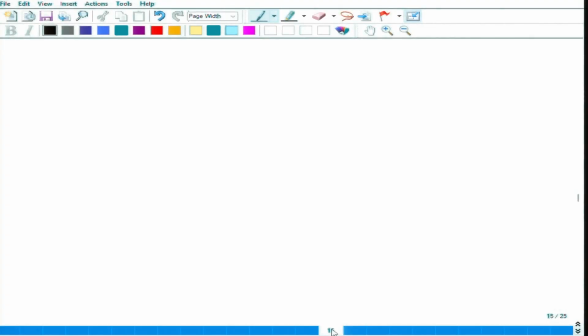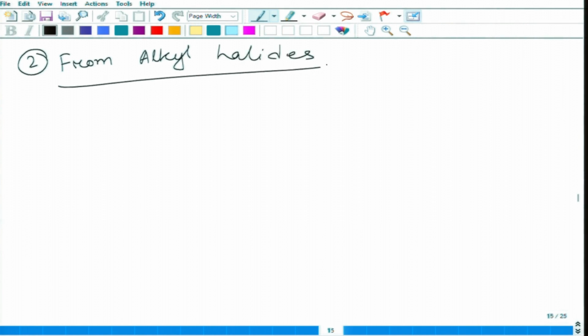We have studied the preparation of alkanes from unsaturated hydrocarbons like alkenes and alkynes. Now, we will start with the second method, that is from alkyl halides. What are halides?